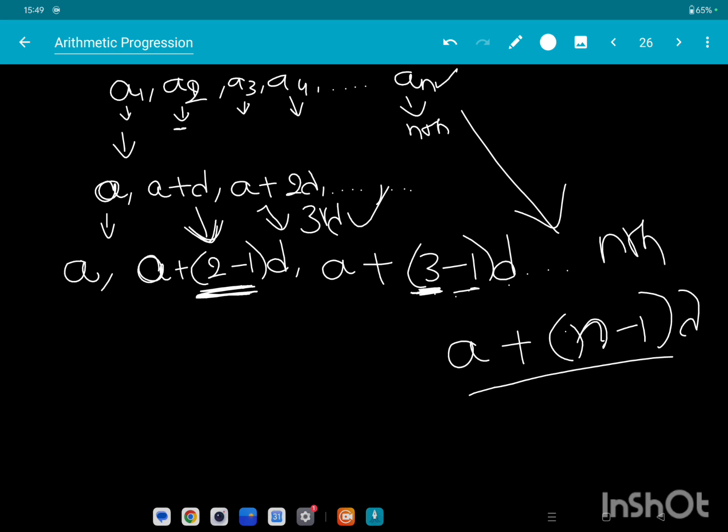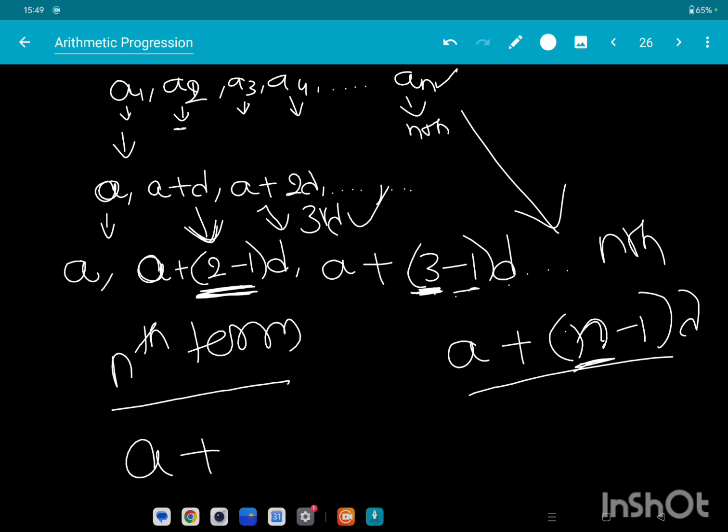So if you want to find the nth term, then the formula is a plus n minus 1 into d. This is the formula to find the nth term. This is very simple. I can just say the formula and you can learn it by heart also. But we need to know how the formula is coming, how we invented the formula. So that is the main reason. The explanation and the understanding is really very important.